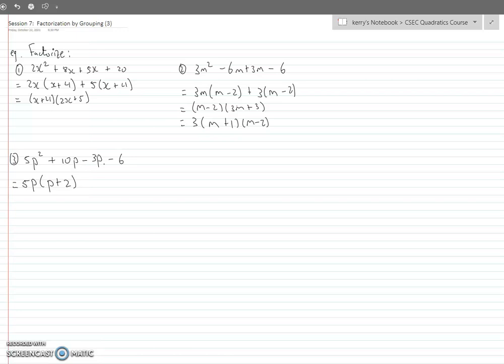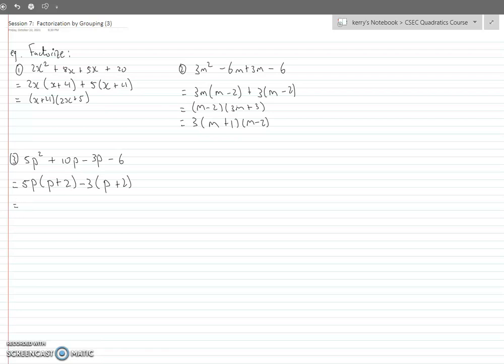Now be very careful with negatives. We know that 3 could divide both of these terms here. So if I take out negative 3, negative 3p divided by negative 3 is p, and negative 6 divided by negative 3 is plus 2.